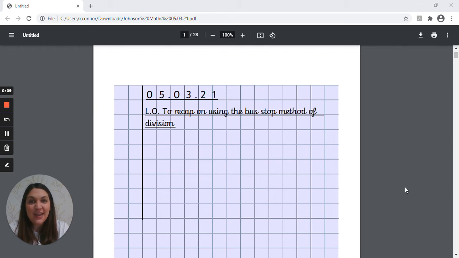Today we're going to be looking at the bus stop method for division. So we'll go through the slides together and then you will have a task to try at home.